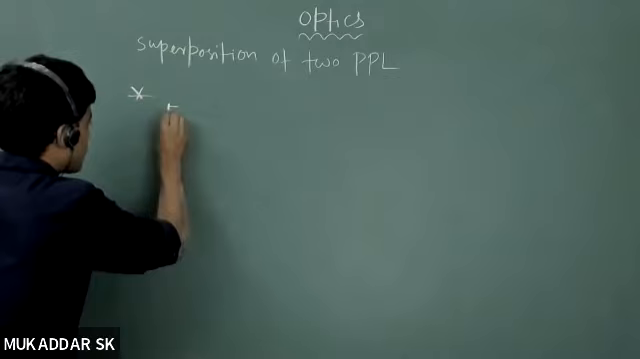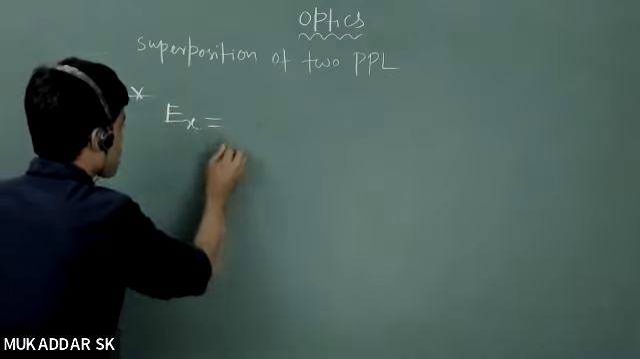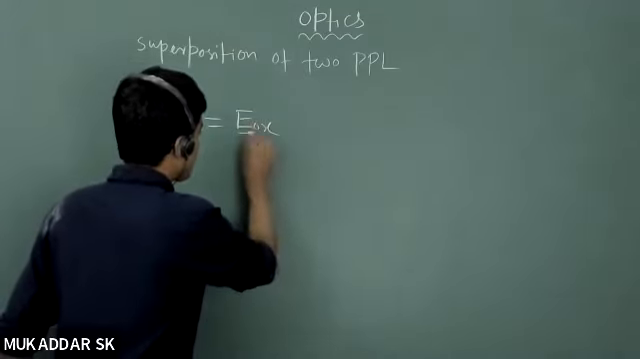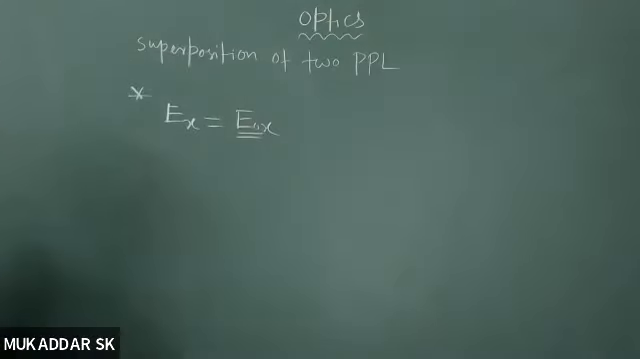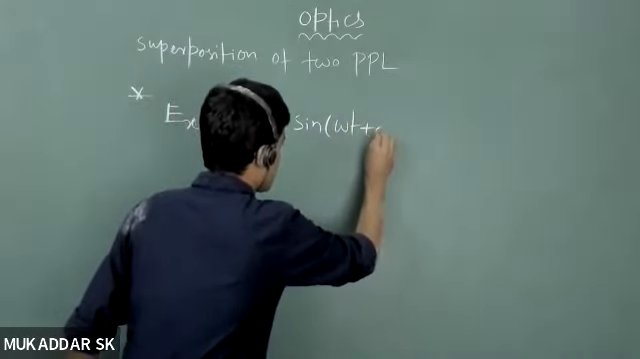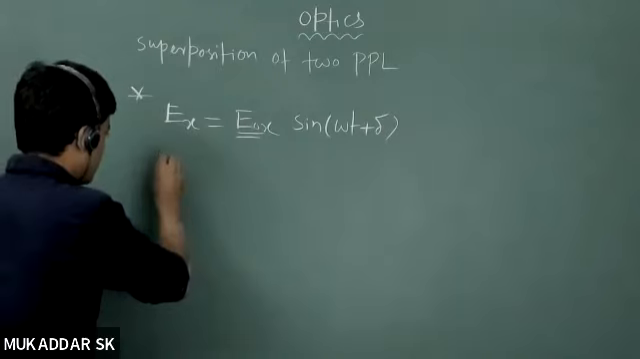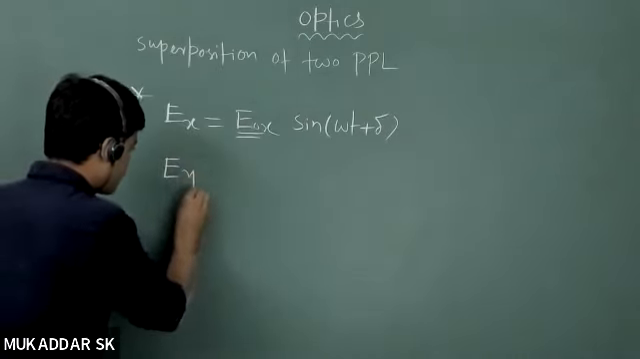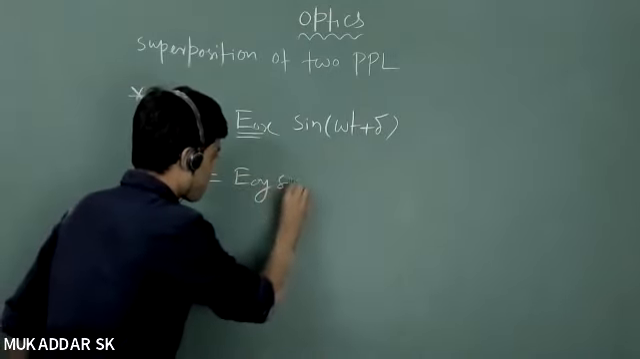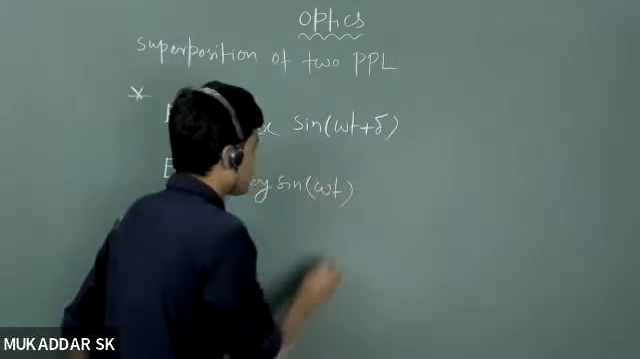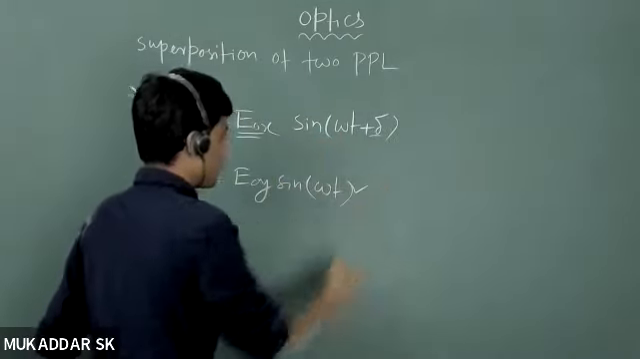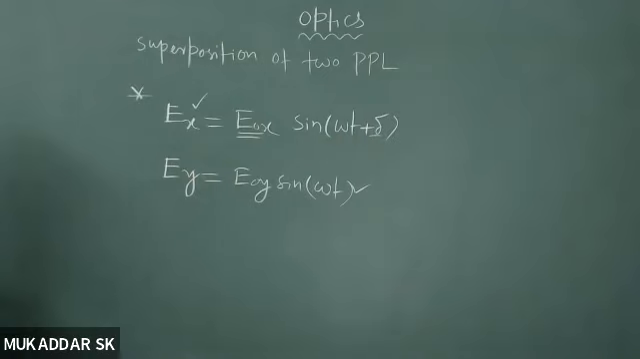Electric field of the E ray was how much? It was Ex equals E naught x, where E naught x is the amplitude, the same as the amplitude of the incident ray. And that was sine of omega t plus delta. Okay. And the electric field of the O ray, that is nothing but Ey, that will be E naught y into sine of omega t. Now we can clearly see there is some phase difference between E ray and O ray. And this is the profile of the emerging ray.